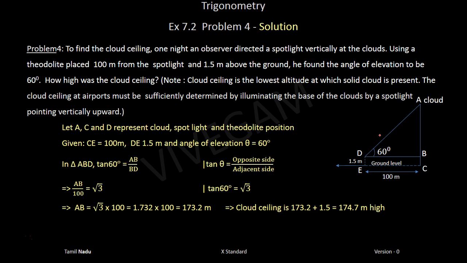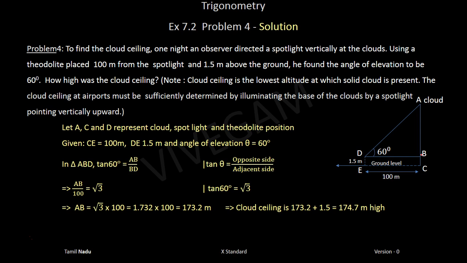Okay, now let A, C, D represent the cloud, spotlight and the theodolite. A is a cloud, C is the spotlight, and D represent the theodolite. Given, what is given in our case? That is the horizontal distance from the theodolite, that is CE. This is your ground level, right? CE is 100 meters. And the theodolite is placed 1.5 meters, that is DE is 1.5 meters. And the angle of elevation is 60 degrees.